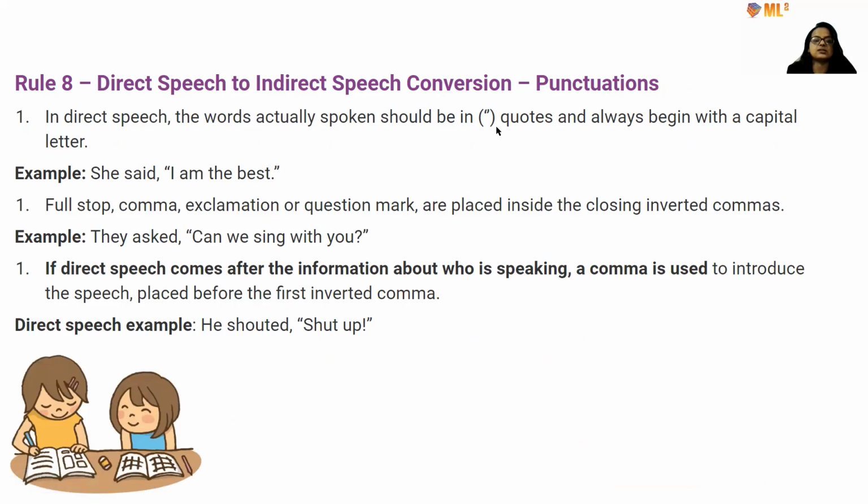Now, punctuation. The words actually spoken are quoted in inverted commas, and we remove them in indirect speech. Full stop, comma, exclamation or question mark are placed inside the closing inverted comma in direct sentences, like: and they asked, can we sing with you? This is the direct speech form. If direct speech comes after the information about who is speaking, a comma is used to introduce the speech, placed before the first inverted comma, like: he shouted, shut up. Here the speaker is there, so a comma is put, and shut up is the command.